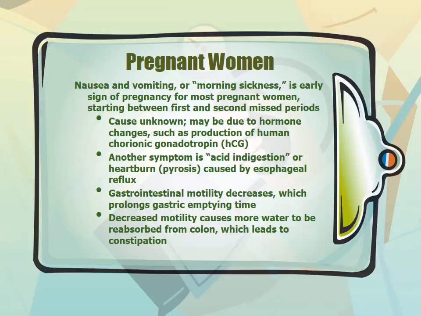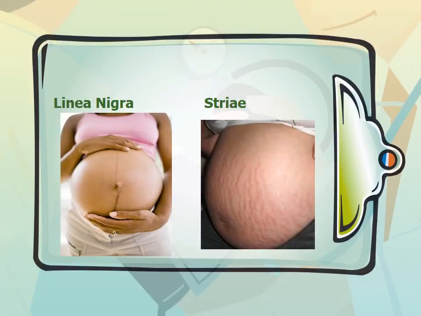Remember that their gastrointestinal motility is also going to decrease at this time. This is because there's not quite as much room for those organs. And this is actually going to prolong the gastric emptying time, which is what is going to cause that actual acid indigestion, because it's not emptying quickly. The decreased motility actually causes more water to be reabsorbed from the colon, and unfortunately this is going to cause them to have increased episodes of constipation.